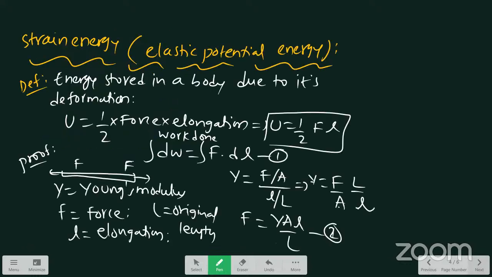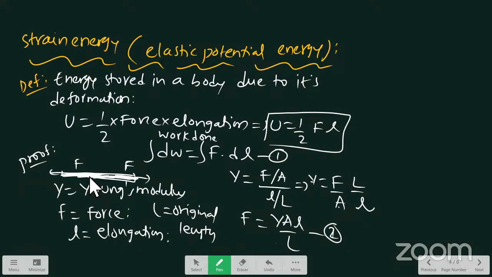Now, last question, strain energy. It is the energy stored in a body due to its deformation. We apply force on a body, and automatically its shape changes, student. Work equals force into displacement. Young's modulus formula: Y equals F by A into capital L by small l, where capital L is the original length and small l is the elongation.